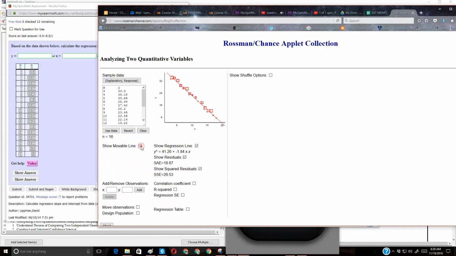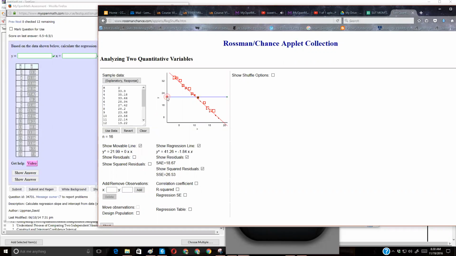If I tried to put another line on this data and move this around, let me show squared residuals here. Actually, I can show the residuals too. You see how that's showing the same thing, and it looks like a lot bigger error. In fact, when I put those back, you see this number is much higher than this number. So right now the regression equation is the best fit.